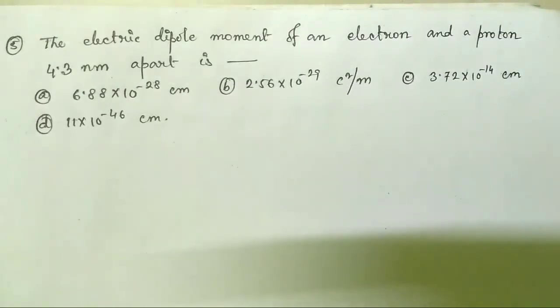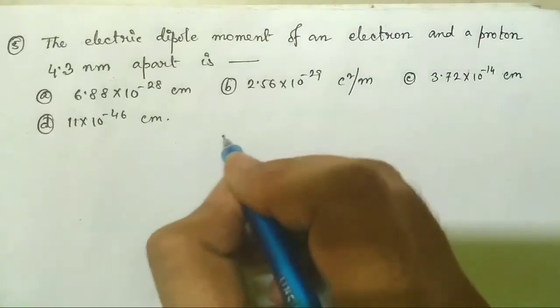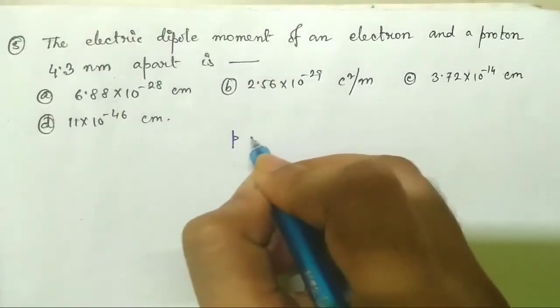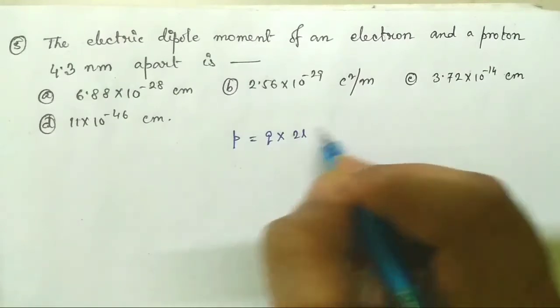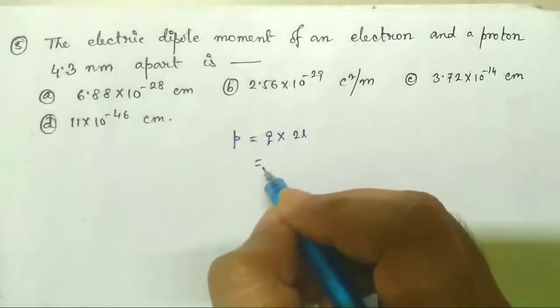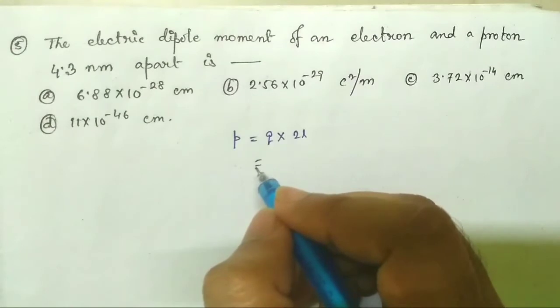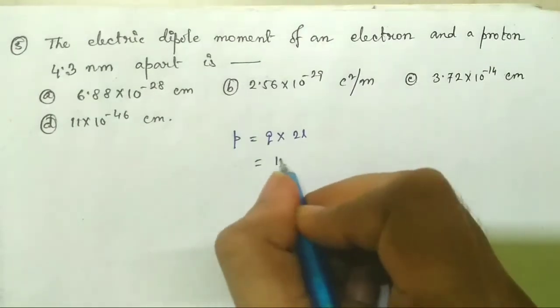Question number 5. Very simple question. The electric dipole moment of an electron and proton 4.3 nanometer apart is asked. Electric dipole moment is given by P is equal to charge into the distance of separation between the two charges. Here the charges are electron and proton, their charges are the same.